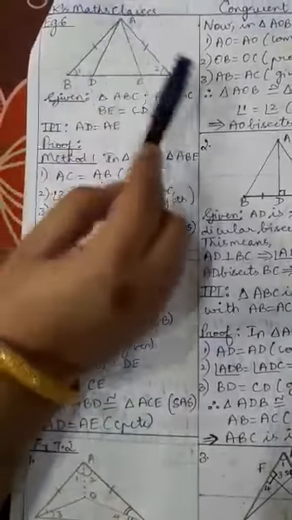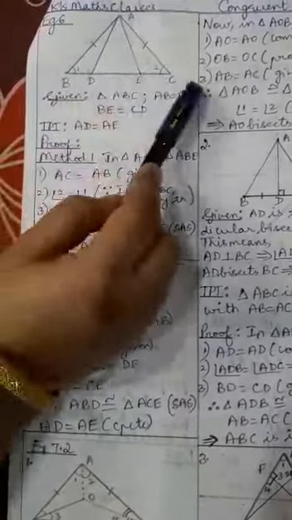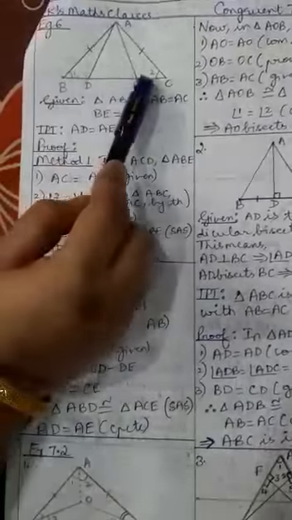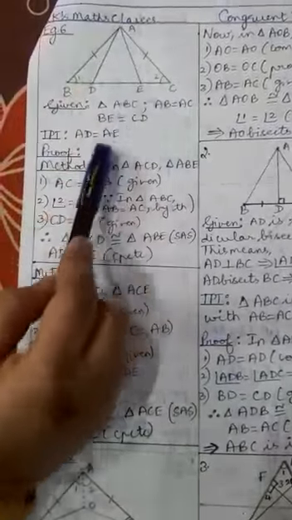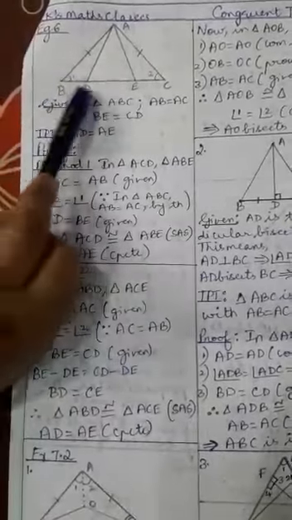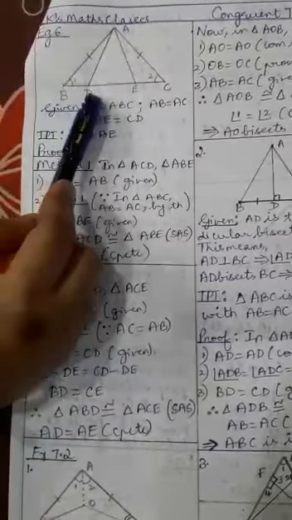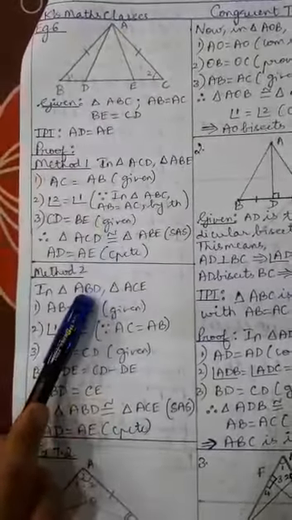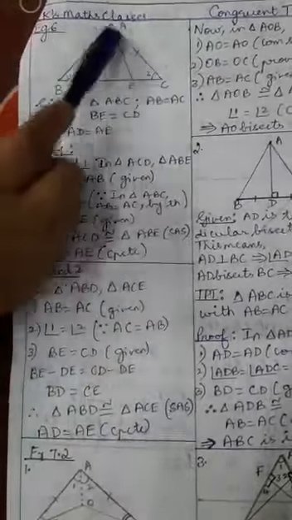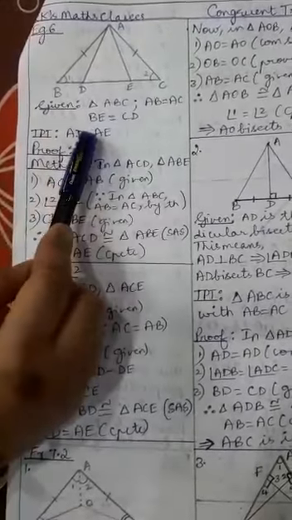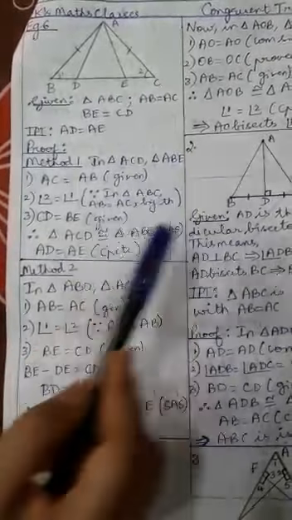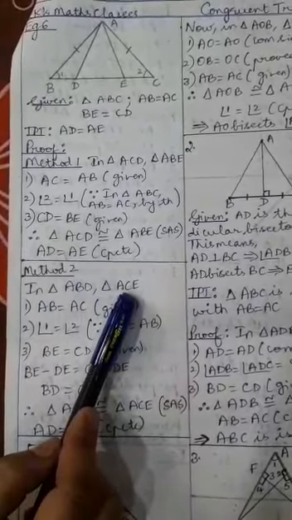See here, ACD which has AD in it, and ABE which has AE as a side. Or we could take up triangles ABD and ACE. ABD, triangle ABD which has AD as a side, and triangle ACE which has AE as a side. So this result can be proved in two different ways, either by showing that these two triangles are congruent or by showing that these two triangles are congruent.